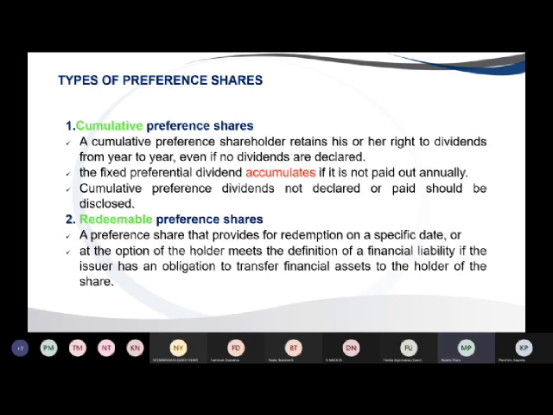Then you're going to have the second type of the preference shares, redeemable. I also highlighted redeemable. So in an exam, you start highlighting redeemable, and your mind now needs to shift. If you did not have the cumulative one, assuming you've got redeemable preference shares, how am I dealing with them? Is it a preference share that provides for redemption on a specific date, or at the option of the holder? That meets the definition of a financial liability if the issuer has an obligation to transfer financial assets to the holder of the share.